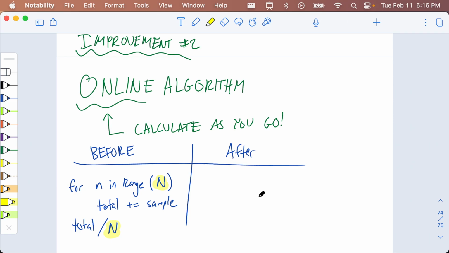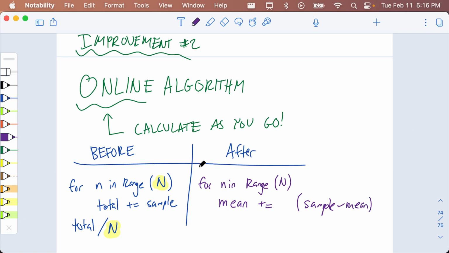So is there a way you can have it so that you can stop at any moment and take a peek and see how good it's doing so far? And the way is this online algorithm. It's very simple. It's very cute. What you do is for n in range n, you update the mean. And you say the mean plus equal the sample minus the mean. So you start the mean out at 0.